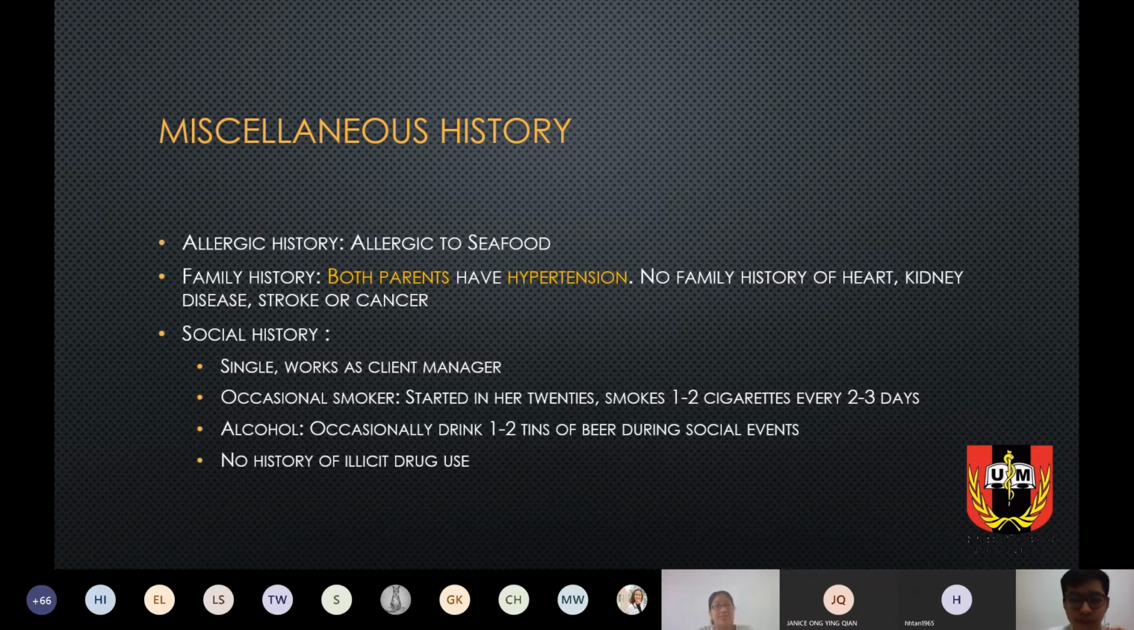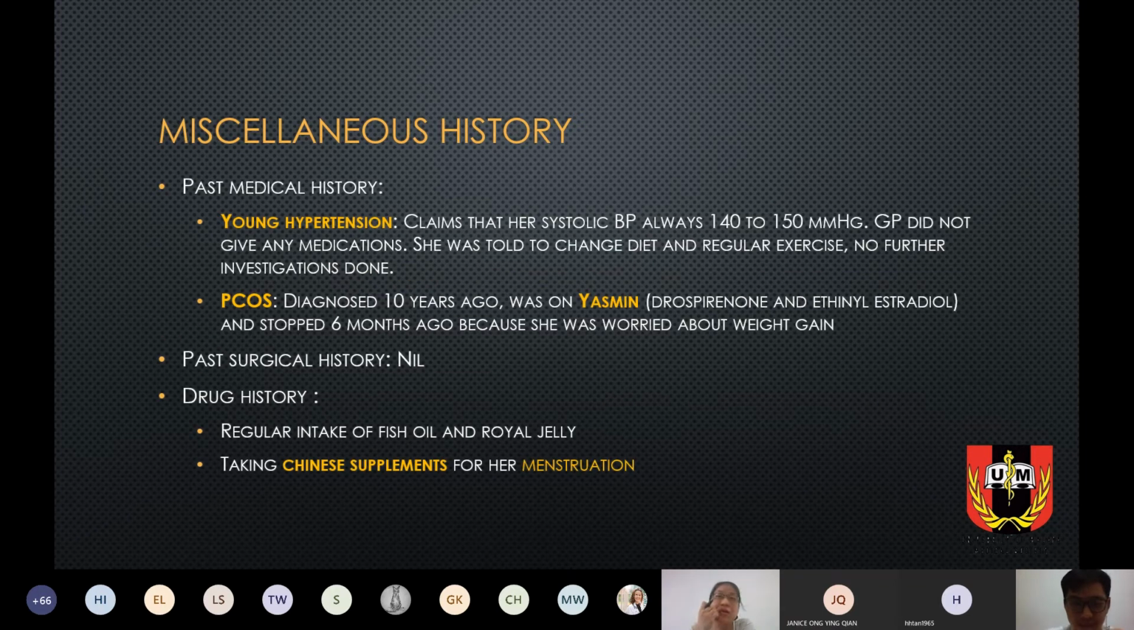Sorry, can we go back to the previous slide? Yeah. Okay, so the past medical history here is quite helpful in supporting your differential diagnosis. Just a recap, what were our differential diagnoses just now? First is a hypertensive emergency. Do you think it's possible for her? Yeah, possible, with the underlying young hypertension. Not sure whether it's adequately worked up or not, but apparently she's not on any medication for that.